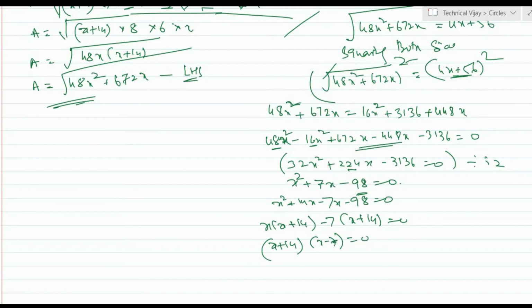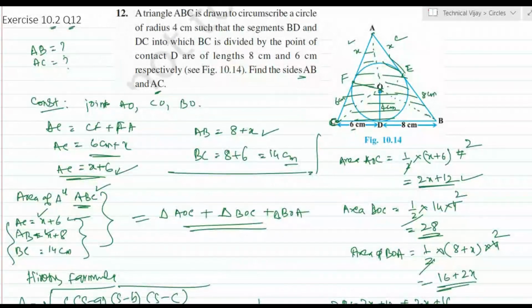So equating each factor to zero, we get x equal to minus 14 and x equal to 7. So these are the two values. Here the negative value we cannot consider because lengths are not negative. So x equal to 7. So that is AB here. X is equal to 7 means this is 7 centimeter.